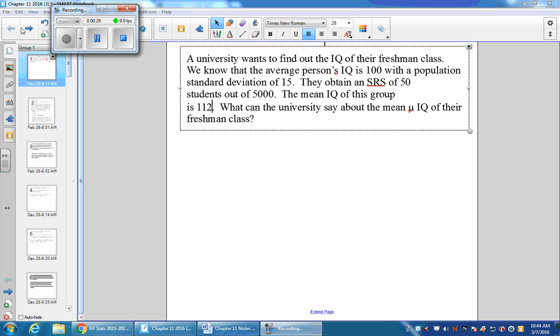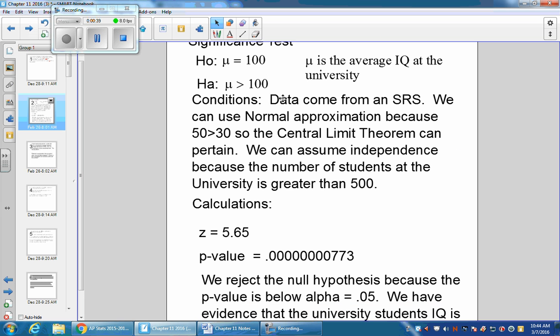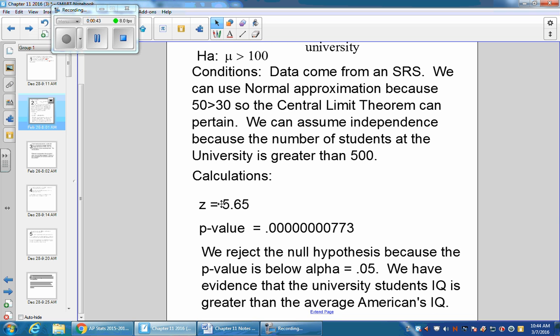Now, what we would do in previous chapters is a hypothesis test. We know the mean is 100. We can write the hypotheses, check the conditions, make sure they work, do some calculations and find a z-score and a p-value. And then we reject the null hypothesis because the p-value is low. We have evidence that the university students' mean is greater than the average American IQ, which is great.